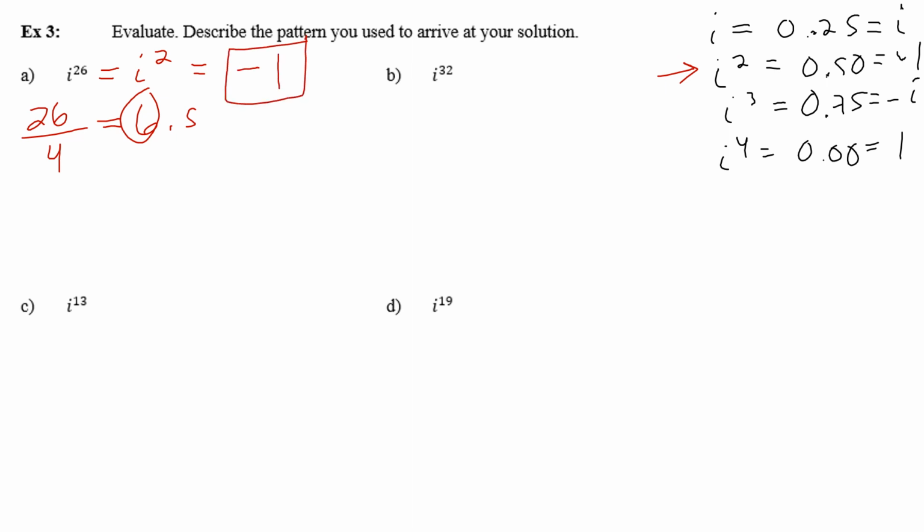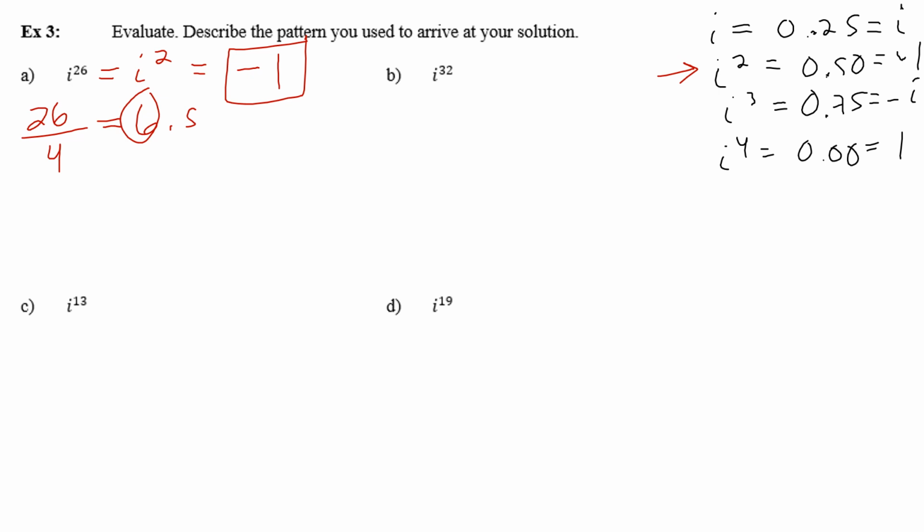And then it says describe the pattern. You take the exponent, you divide it by the 4 possible answers. The whole number 6 tells you that it cycles through the pattern 6 times. And the 0.5 tells you that it cycles through the pattern 1 more time, but only halfway through.